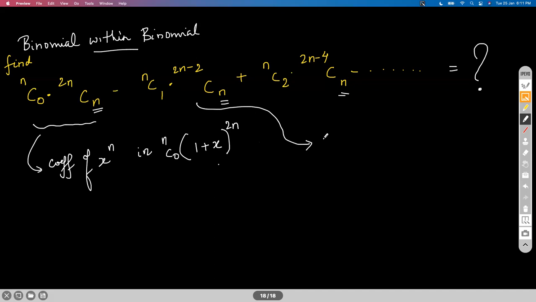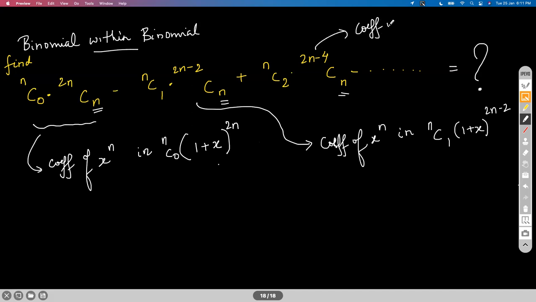The second term, let me write that also. The second term is the coefficient of x to the power n in nC1 (1 plus x) to the power of 2n minus 2, right? Similarly, the third term is the coefficient of x to the power n in nC2 (1 plus x) to the power 2n minus 4, and so on.